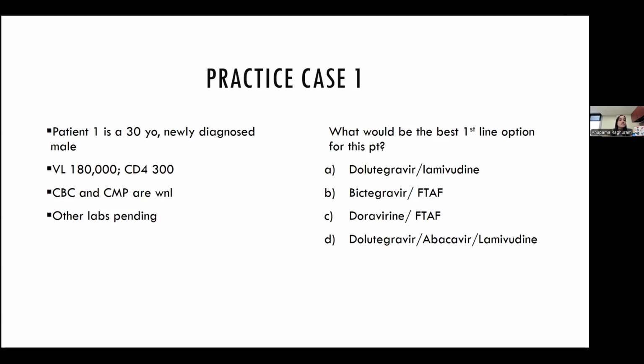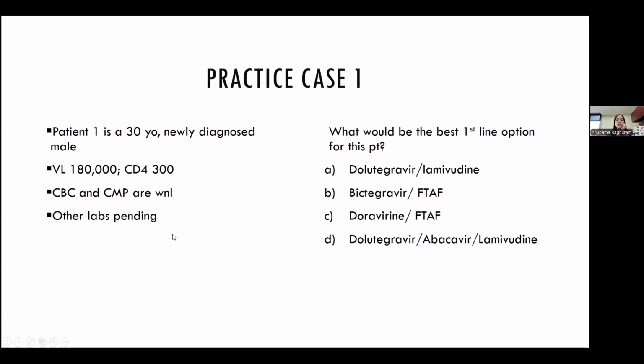All right. Now that we've talked through all these things, we're going to go through a few practice cases, okay? You can all either holler or put your answers in the chat. This first case is a 30-year-old newly diagnosed male. Viral load is 180,000, CD4 is 300, and as a reminder, anything 200 and above is where you want to be at the bare minimum. That means your immune system is still able to fight off infection. Anything below 200, you have concern for opportunistic infections. CBC and CMP are normal and other labs are pending.